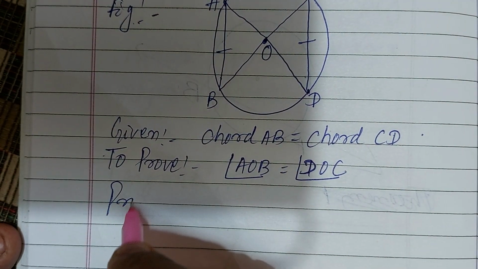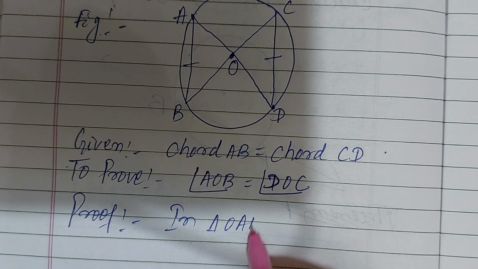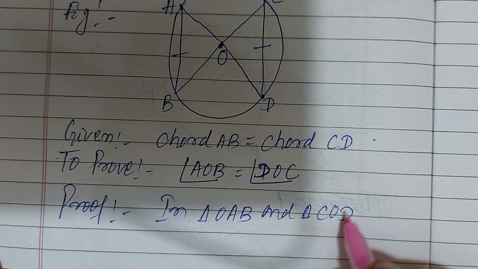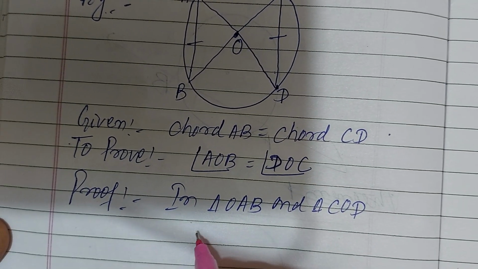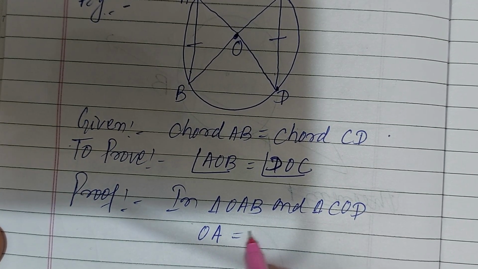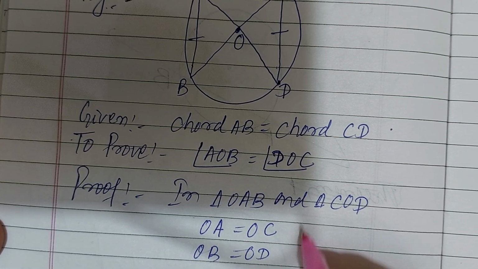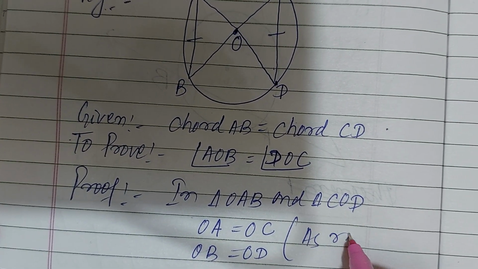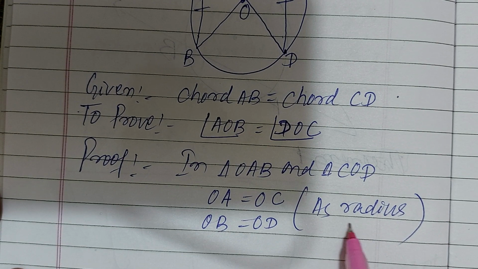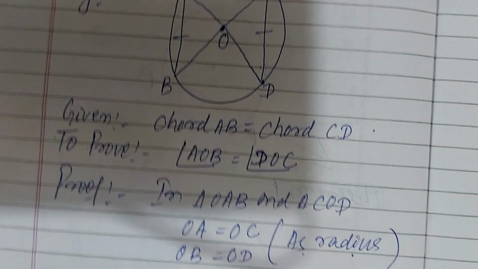So now the proof. In triangle OAB and triangle COD, OA is equal to OC, right? OB is equal to OD. Why are they equal? Because they are radii. You already know this from the previous lecture. Radius is a line segment joining the center to any point on the circle. There are 4 radii, all are equal.